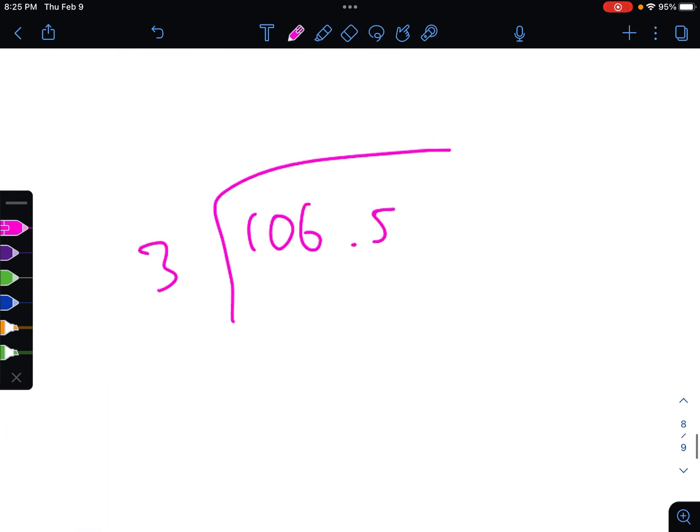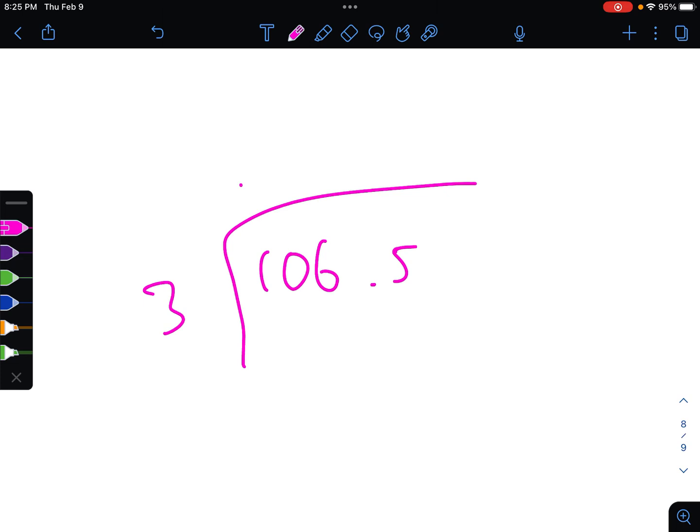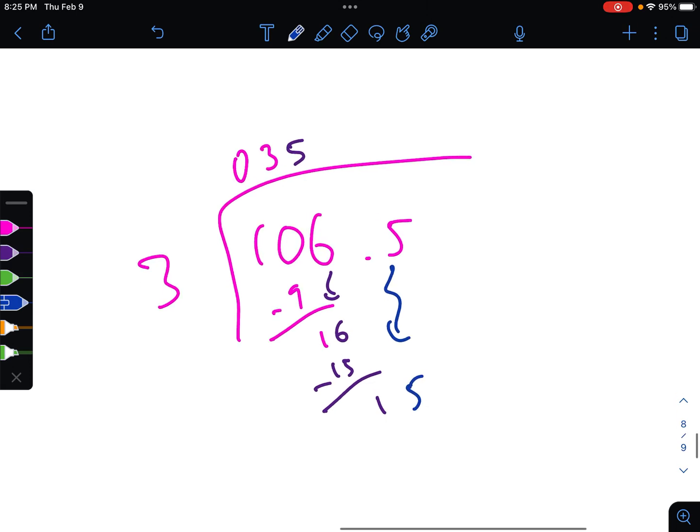16.5 divided by 3. 3 goes into 1 0 times. 3 goes into 16 5 times, because 3 times 5 is 15. Subtract and I have 1 left over. Drop the 5 down. 3 goes into 15 5 times, and it's done. My decimal is right there: 5.5.